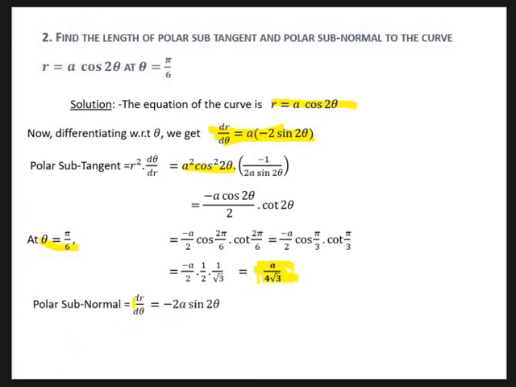Polar subnormal is given by dr by d theta. Already we have found out dr by d theta, that is minus 2a sin 2 theta. And at theta is equal to 5 by 6, that is minus 2a into sin 2 into 5 by 6. That is minus 2a into sin 5 by 3 we will get.